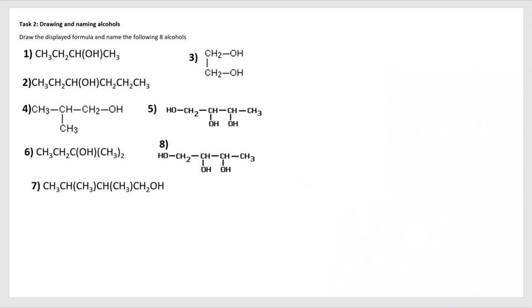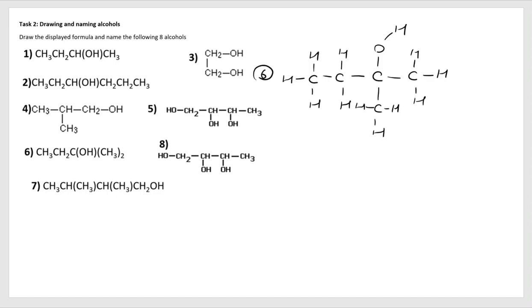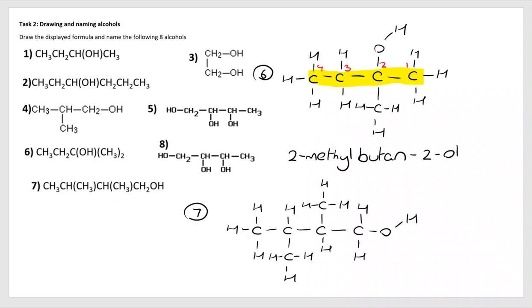And then let's finish off. We've got a final couple to do. Number 6. We've drawn out and we can see that we have got butan as the longest carbon chain. I have got the alcohol in the number 2 position. I've got the methyl in the number 2 position, so the name is 2-methyl-butan-2-ol.